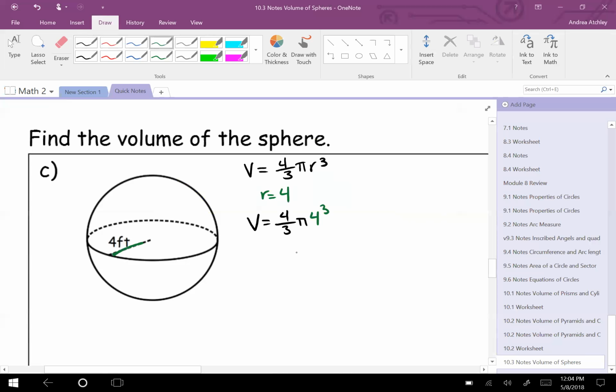So 4 cubed in your calculator, you want to find this button, and plug that in. Okay, you should get 64. Was anyone not able to get 64 on their calculator? Please make sure you know how to use your calculator so that on a test you're not getting something wrong simply because you don't know how to use it. We're all good?